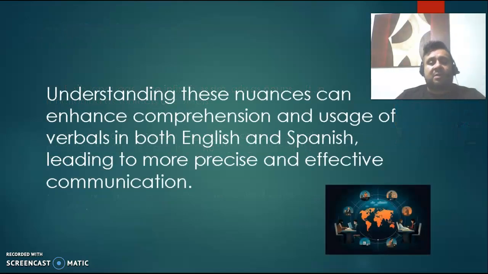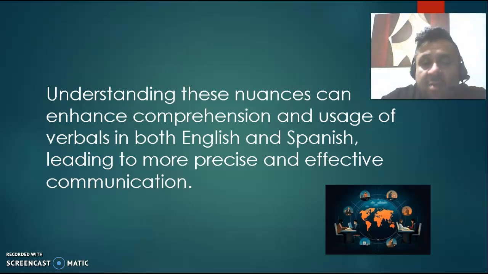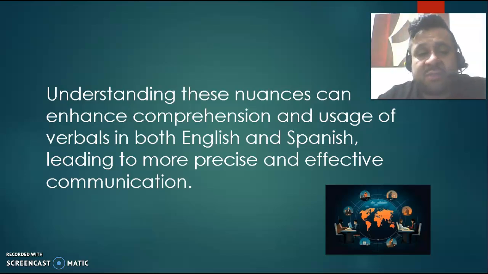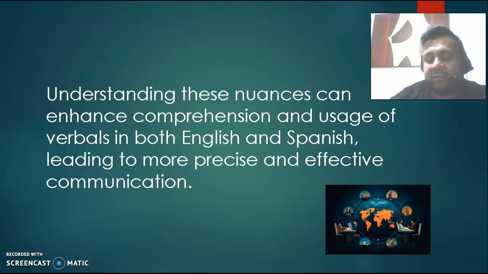Understanding these nuances can enhance comprehension and usage of verbals in both English and Spanish, leading to more precise and effective communication. It's really important that we understand the differences and the similarities between English and Spanish, so we can use the language in a better way, so we can communicate effectively with other people all the time.